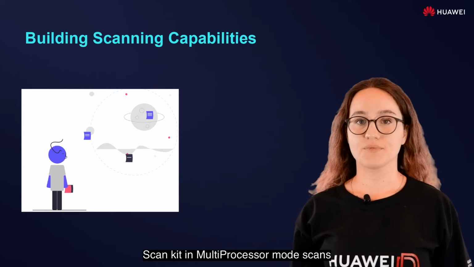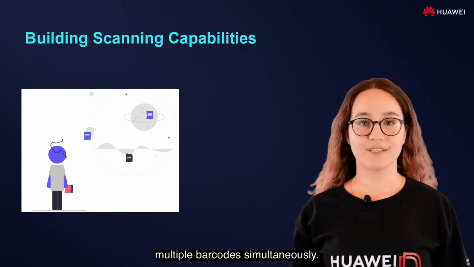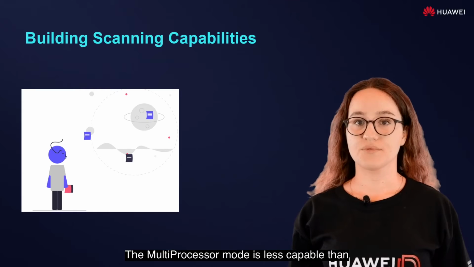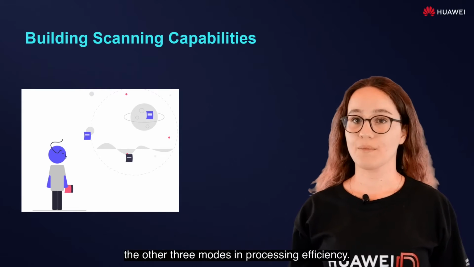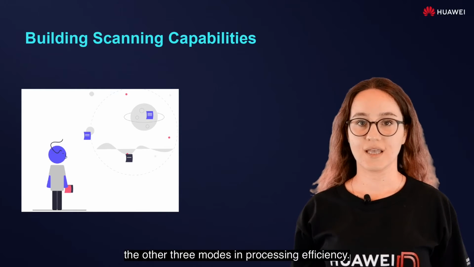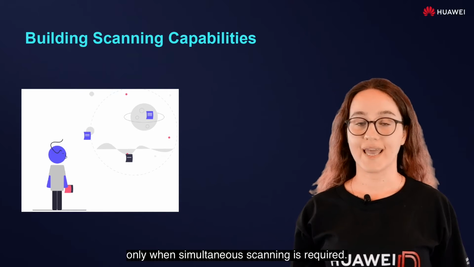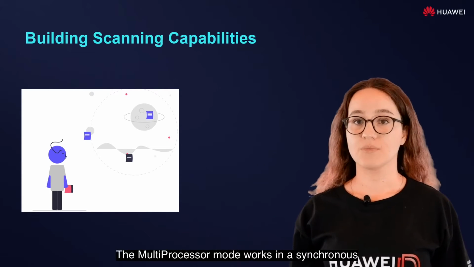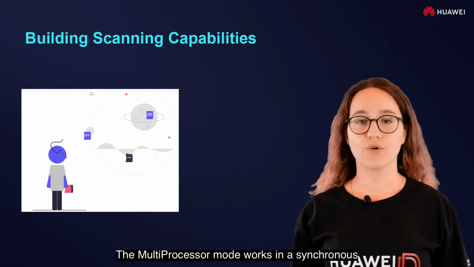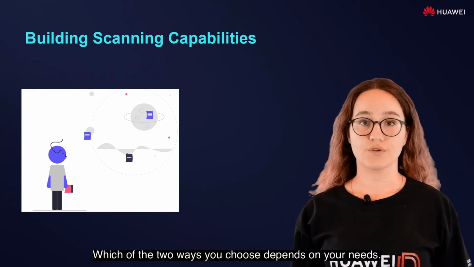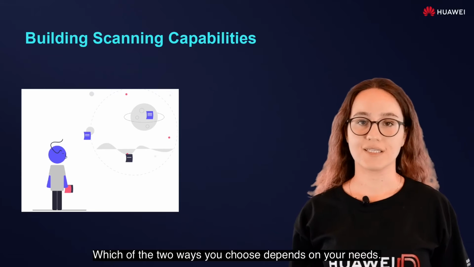ScanKit in multiprocessor mode scans multiple barcodes simultaneously. The multiprocessor mode is less capable than the other three modes in processing efficiency. You are advised to use multiprocessor mode only when simultaneous scanning is required. The multiprocessor mode works in a synchronous or asynchronous way. Which of the two ways you choose depends on your needs.